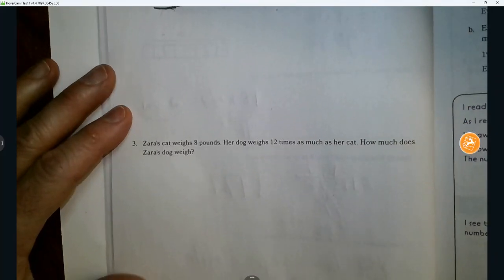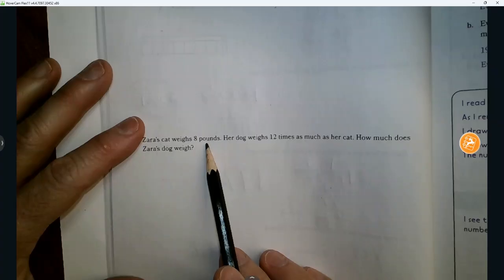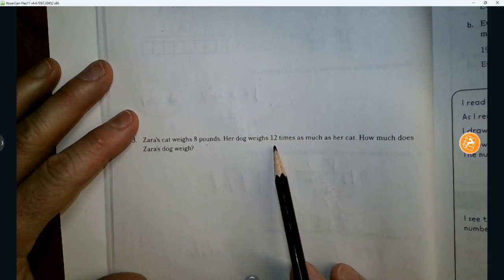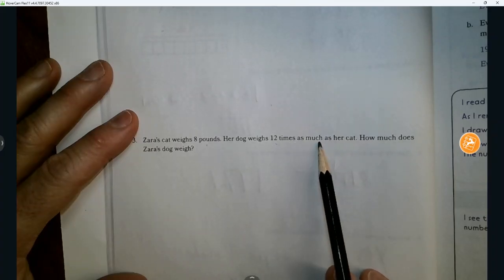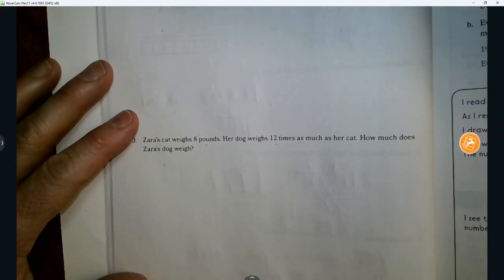All right, and number 3. Zara's cat weighs 8 pounds. I don't know if that's a lot for a cat or not. Zara's cat weighs 8 pounds. Her dog weighs 12 times as much as her cat. How much does Zara's dog weigh?